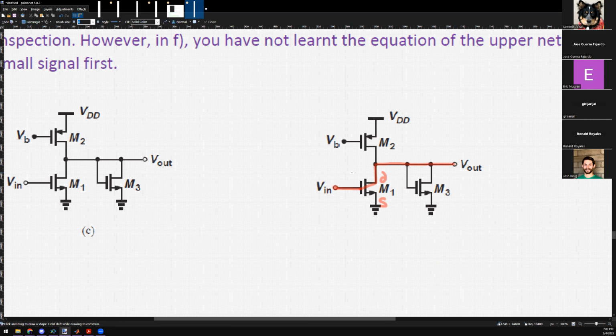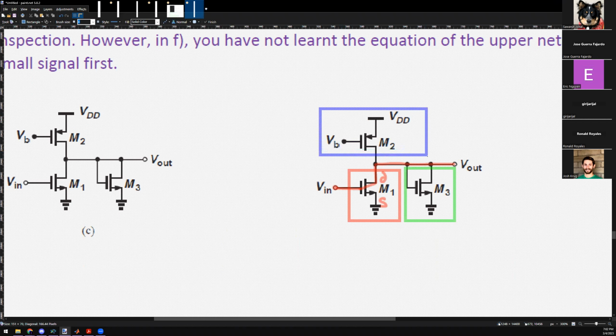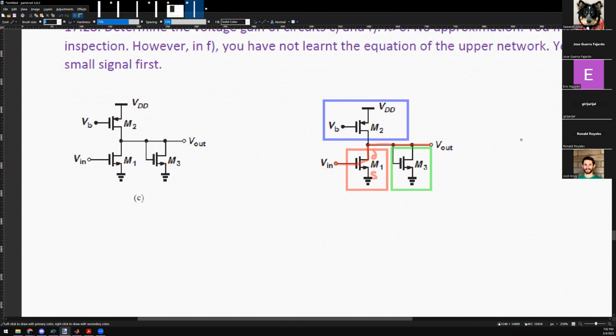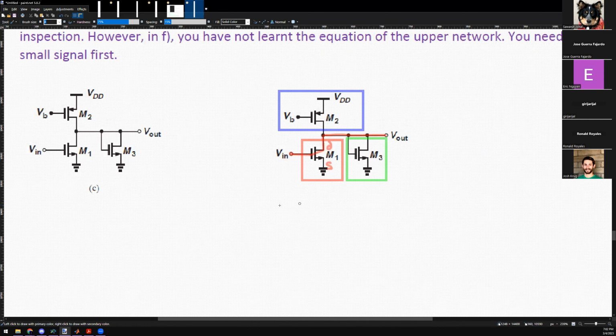So here is one block. Here is the other block. And here is another block. Okay, so are you familiar with common source, common gate, common drain amplifiers? Do you know what that means when I say that or no? Kind of, just common source and gate. Okay, that's fine.